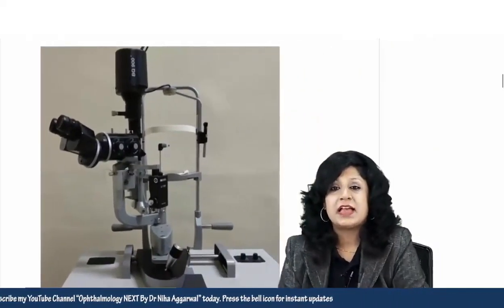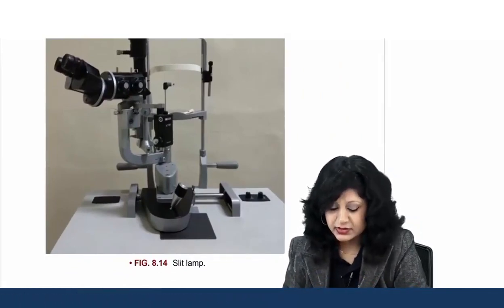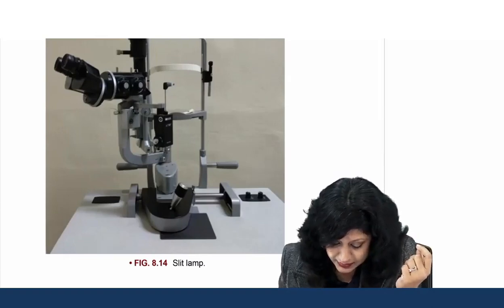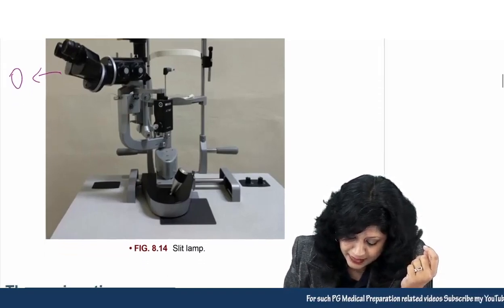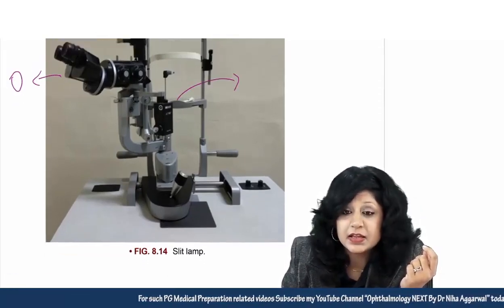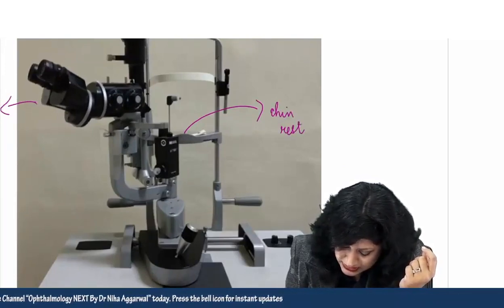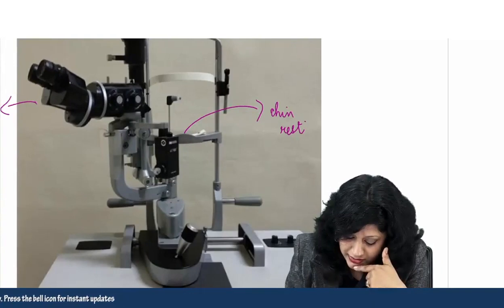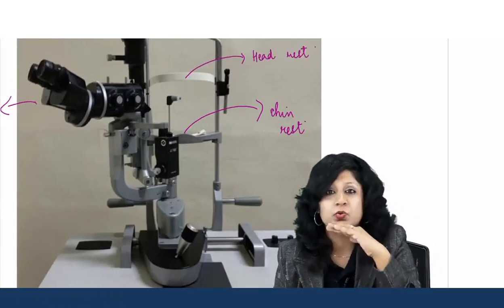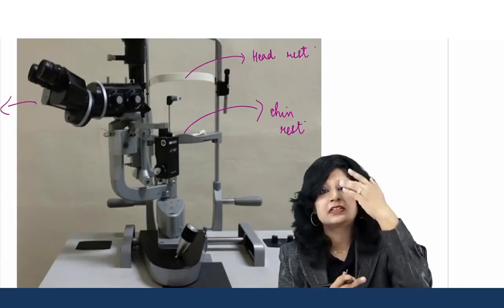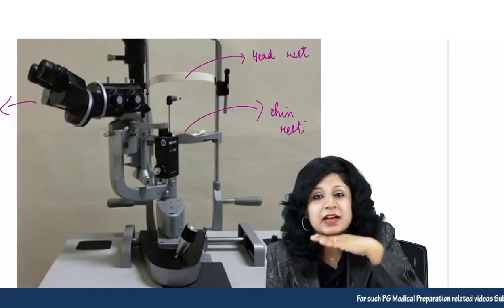Okay, so what is happening here: on one side the patient has to sit, and on the other side is the examiner. If you see here, this is the observer end, and here the patient will be sitting. This will be the chin rest. So the patient has to sit here and keep his chin over here, and this is your headrest. The patient has to sit in such a way that the chin is going into the bowl and the forehead is touching this headrest, so that he is not going backward.